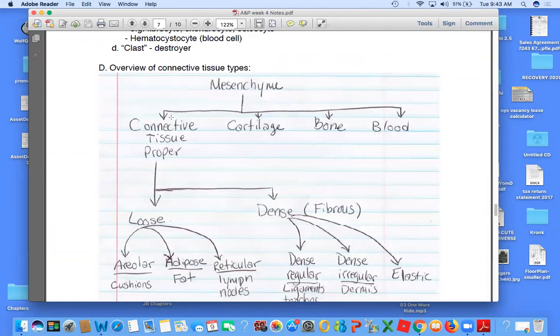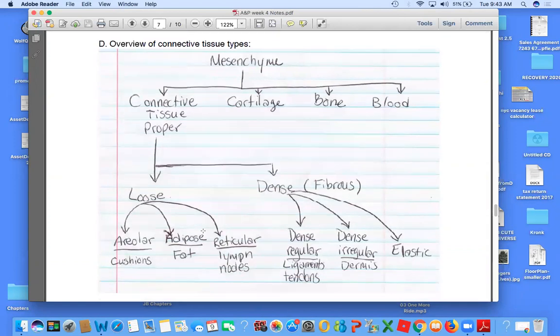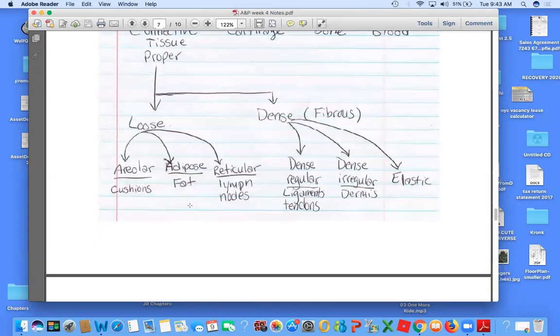And it gives rise to either connective tissue proper, cartilage, bone, or blood. Connective tissue proper is broken up into either loose connective tissue or dense connective tissue.